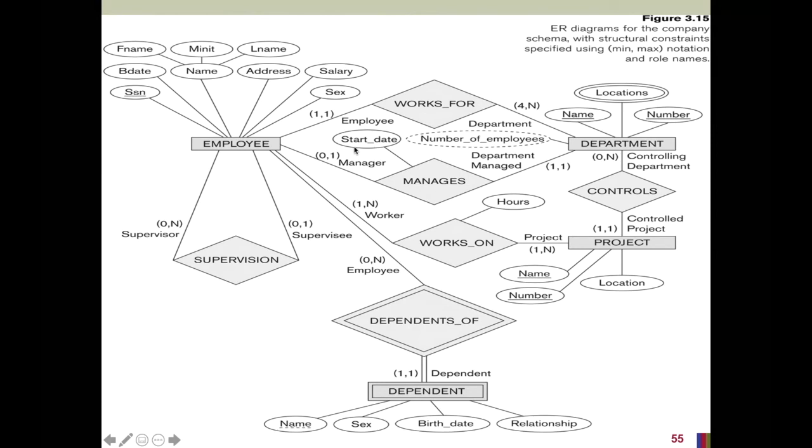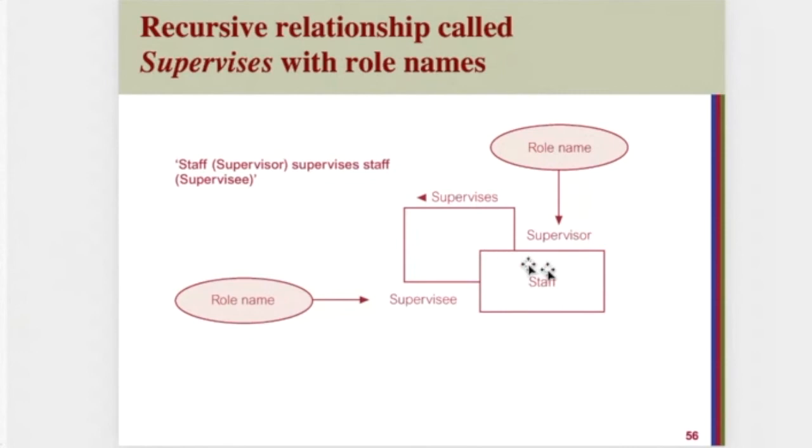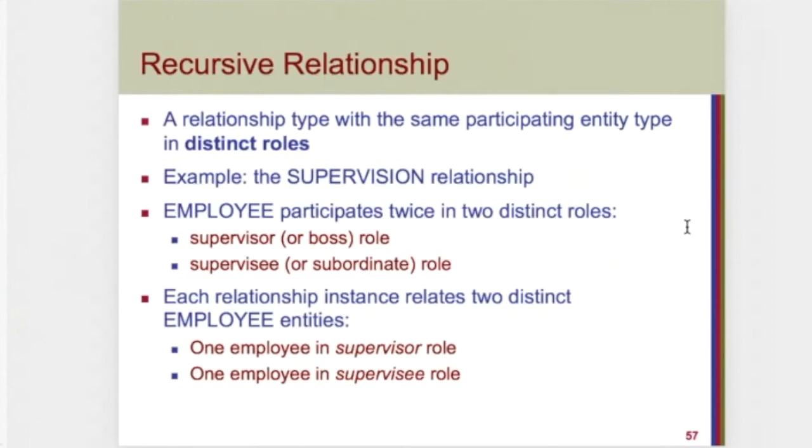And the last thing which is left in this picture is these numbers which are written in brackets. 0 to n, 0, 1, 1, n, 0, 1, 1, 1. This I'm going to explain inshallah in our next slides. This is a recursive relationship. Staff members, one of the employees, supervises other staff members. This is called recursive relationship, already explained to you.